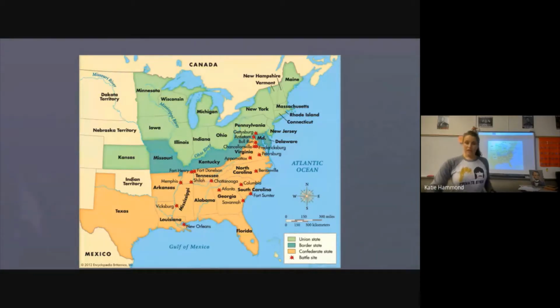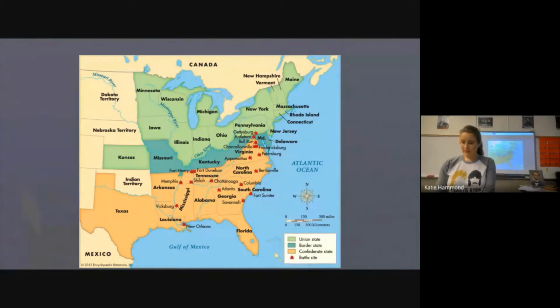What I'm showing you is just an overall map of the main battles of the U.S. Civil War. If you notice, there were only two major battles that took place in the North: Antietam, which is in Maryland, and then Gettysburg. Those are the only two battles where the South was on the offensive.